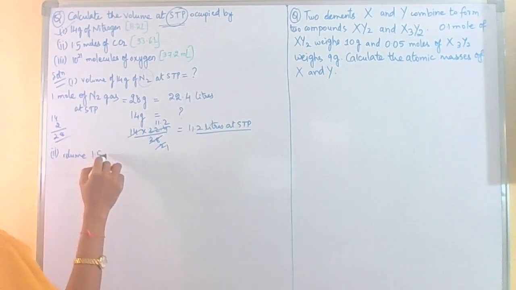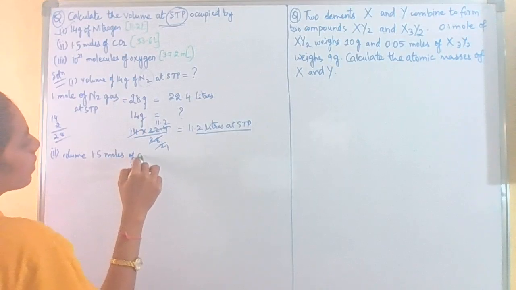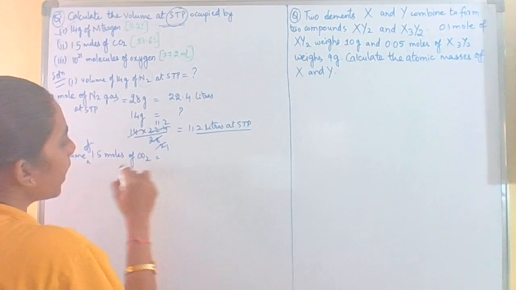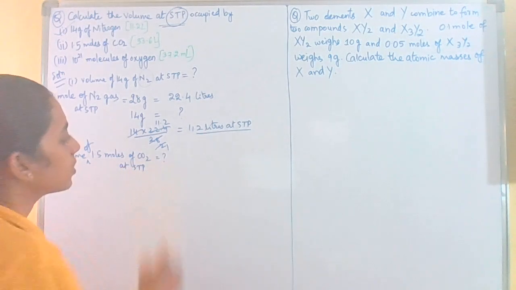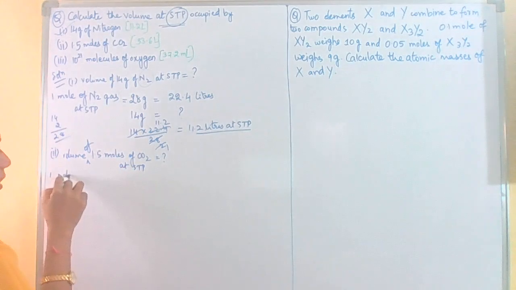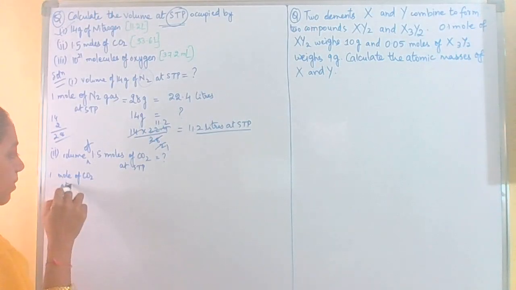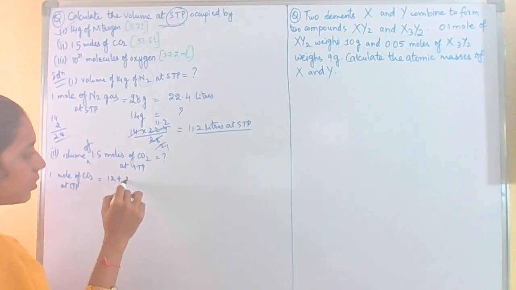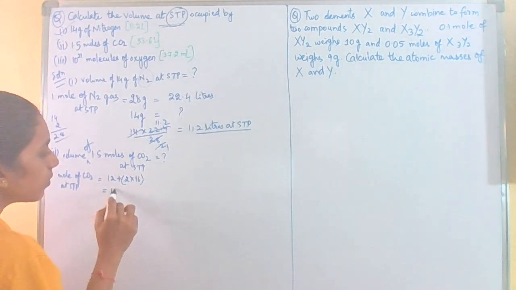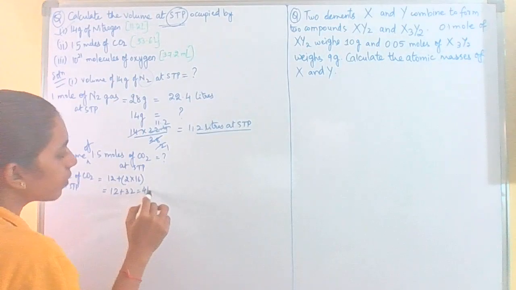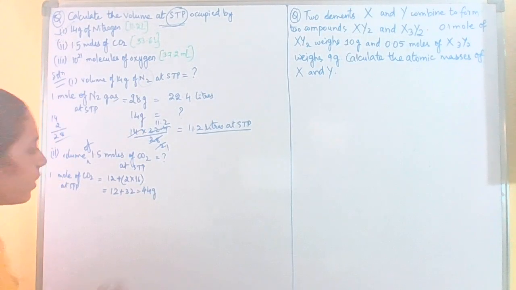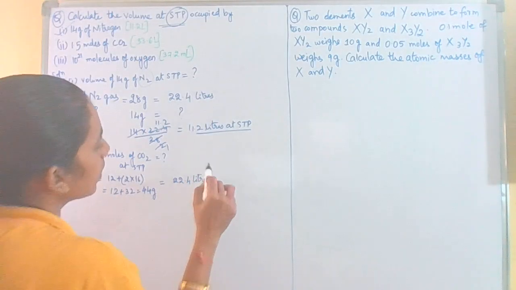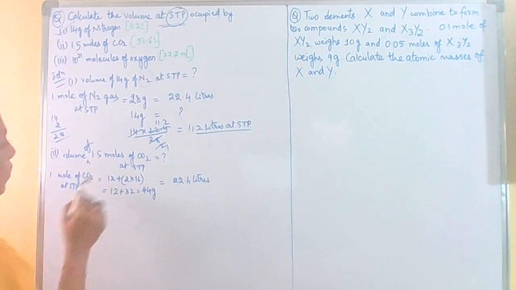occupied by 1.5 moles of carbon dioxide. Volume of 1.5 moles of carbon dioxide at STP is equal to how much? 1 mole of carbon dioxide at STP is equal to, what is the gram molecular mass? 12 plus 2 into 16, which is equal to 12 plus 32, which is equal to 44 grams, right? Which is equal to, what is the volume? 22.4 liters at STP.